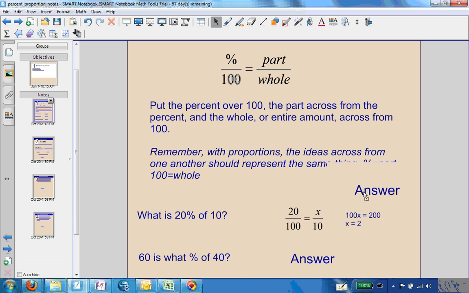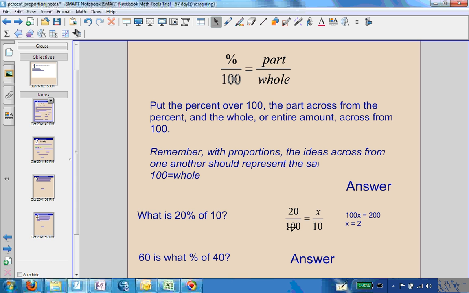So the way we would set up our proportion in this example is we would put 20, which is our percent, over 100, because percent always goes over 100. When you put the 20 over 100, drop your percent sign, because percent means out of 100. 10 is our new whole. Instead of 100, 10 is our whole, so it goes across from the 100. And when you're looking for a part of that 10, we're looking for a part that's 20% of the 10.